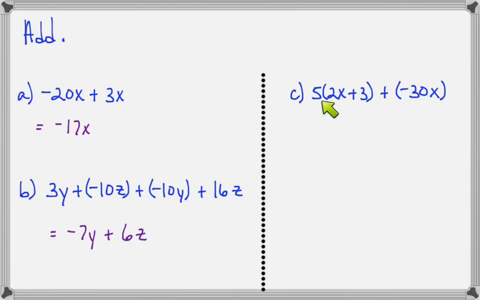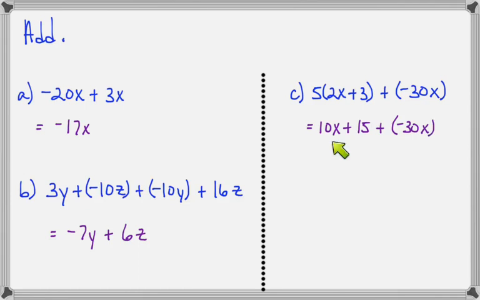Now let's look at this one. 5 times this parentheses, 2x plus 3, plus negative 30x. So before you can combine terms, remember you have to do any distributing that's present. So let's distribute this 5. 5 times 2x is 10x. 5 times 3 is 15. And we still have our plus negative 30x.